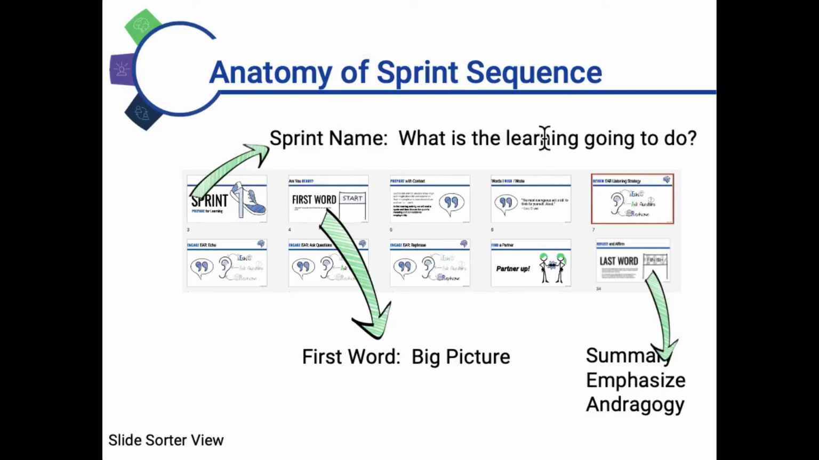Here's a sprint sequence. You'll notice that it has a sprint name that focuses on what the learner is doing. In this particular case, it was prepare for learning. There's always a first word and there's always a last word. First word to open up the learning experience and a last word to close the learning experience so learners know exactly what they were supposed to learn. The summary on that last word emphasizes the andragogical needs of relevancy and value. Why is this important to me, and how does this relate to my goals and ambitions?